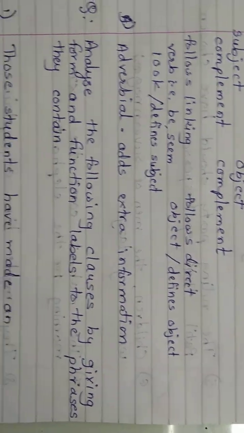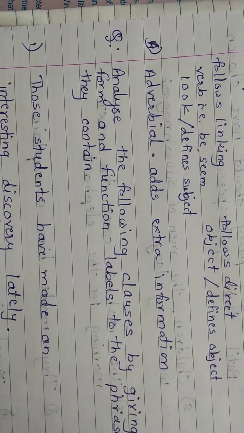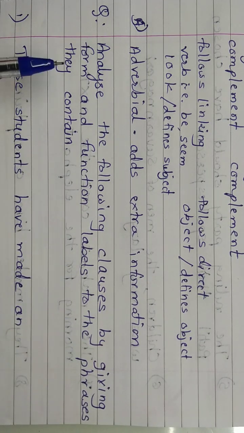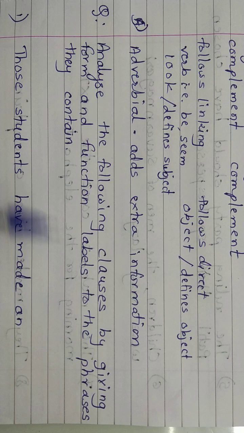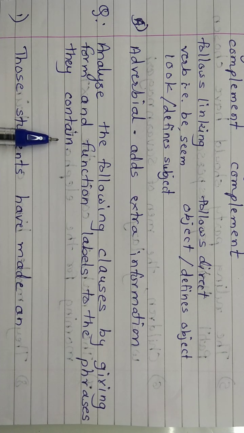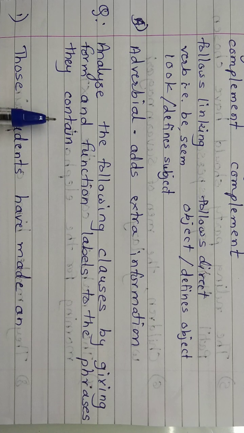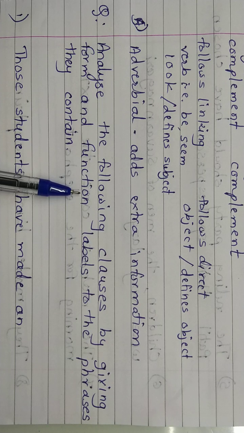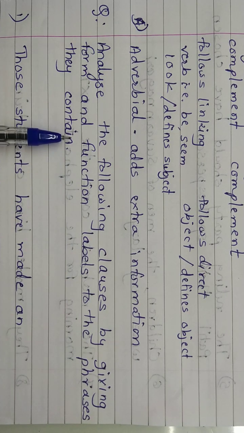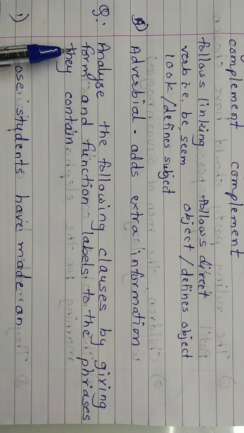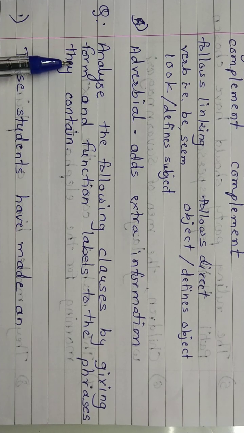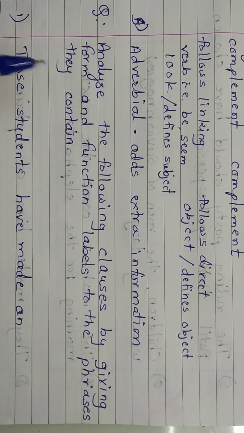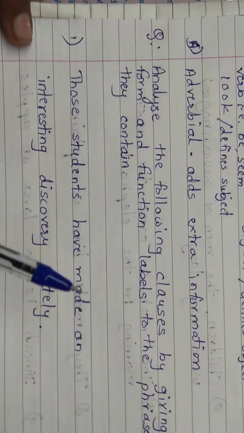Now the question in our examination will be like this: analyze the following clauses by giving form and function labels to the phrases they contain. Function label means this SPOCA structure, and form labels mean noun phrase, verb phrase, adverb phrase, etc. So we have to label the phrases. We will look into the detail.